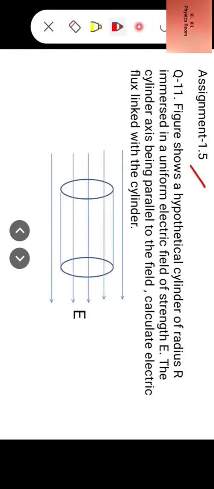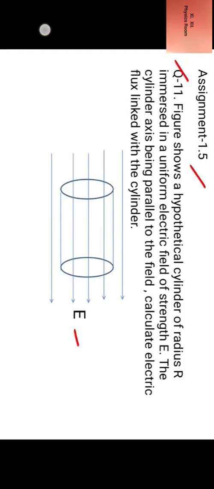Assignment 1.5 continued. Question number 11. The figure shows a hypothetical cylinder of radius r immersed in a uniform electric field of strength E, the cylinder axis being parallel to the field. Calculate the electric flux linked with the cylinder. Now here the electric flux linked with the cylinder would be 0, because the cylinder does not enclose any charge. The charge lies outside the cylinder as per the electric field shown.